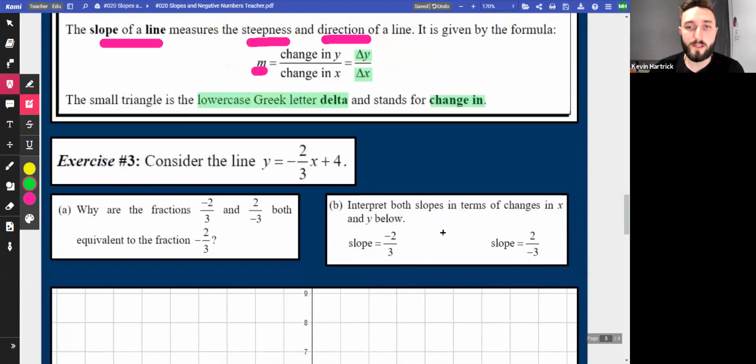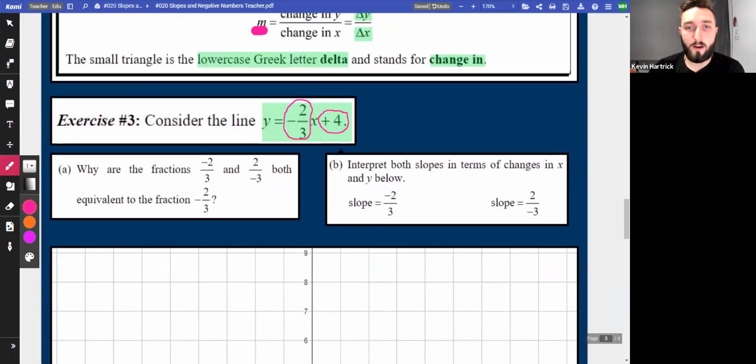That's what slope is. So let's consider the line y equals negative 2/3 x plus 4. First, notice that the slope is negative, right? This is a negative slope, a negative 2 over 3. So we know that this is going to be a line that points downwards, okay? Our y-intercept is positive 4, so that's where it's going to cross the y-axis. That's where we'll start when we're graphing it. Now, let's look at A.